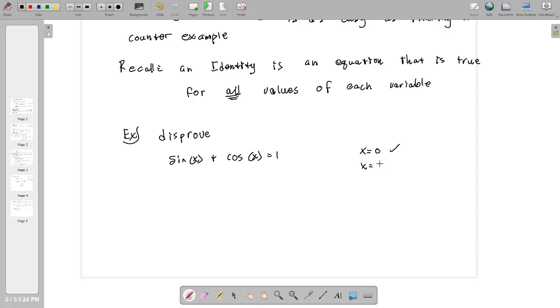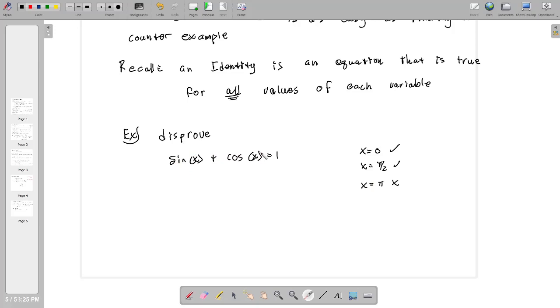Let's try pi over 2. Sine of pi over 2 is 1. Cosine of pi over 2 is 0. So we'd have 1 plus 0, which is equal to 1. So again, this does work. Now let's try x is equal to pi. Sine of pi is 0. Cosine of pi is negative 1. Now negative 1 is not equal to 1, so we can see that x equals pi does not work, which means that this is not an identity, because we found an x value for which this quote-unquote identity doesn't hold. So it's not actually an identity.